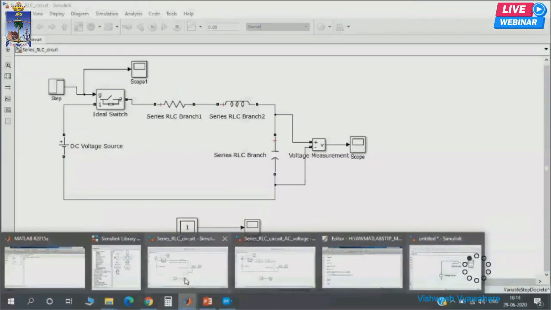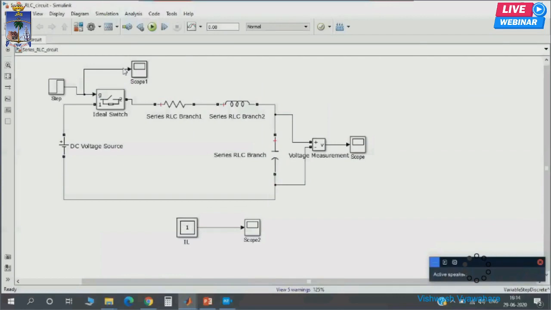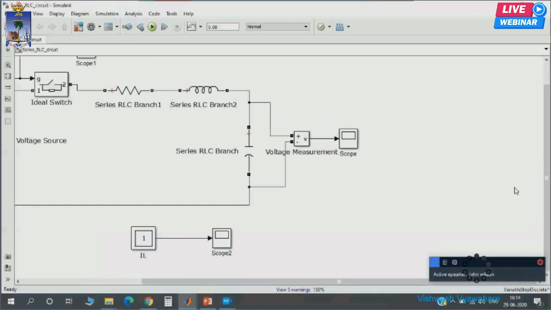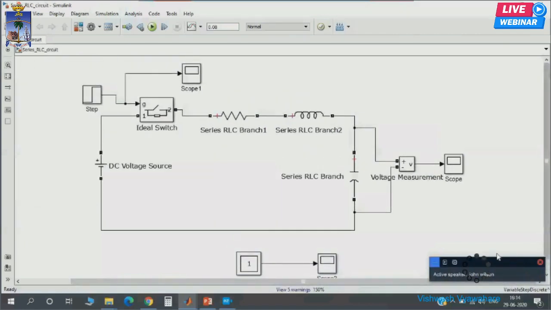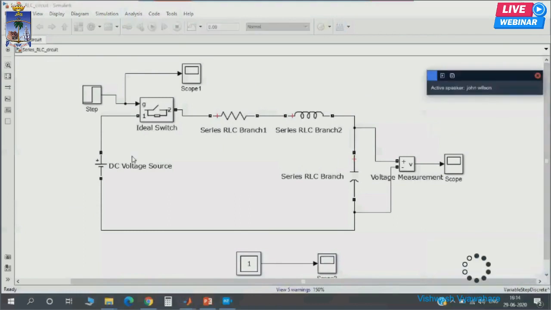Now I am going to show you two simulations. Is this RLC circuit visible, madam? Please confirm. Sir, yes, sir. Okay, thank you. Now I am going to show you a very simple simulation, and it's to understand basic things.